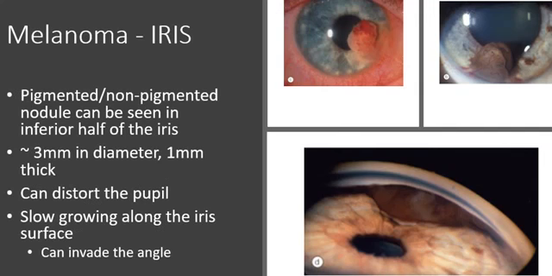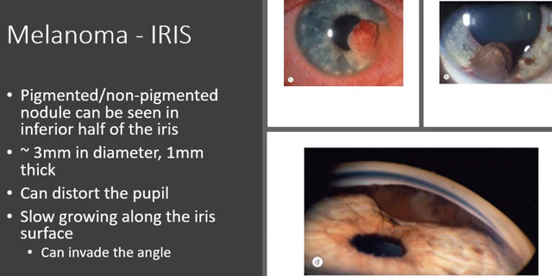We will now have a look at melanomas, and we'll start by observing iris melanomas. These can be either pigmented or not pigmented. So here they are. This is a pigmented iris melanoma, and this one here is a non-pigmented one. And they can usually be seen in the inferior section of the iris area. They're usually about 3 millimeters in diameter and approximately a millimeter thick, so they are very small. Now, they can also distort the pupil, just like an iris nevus can.